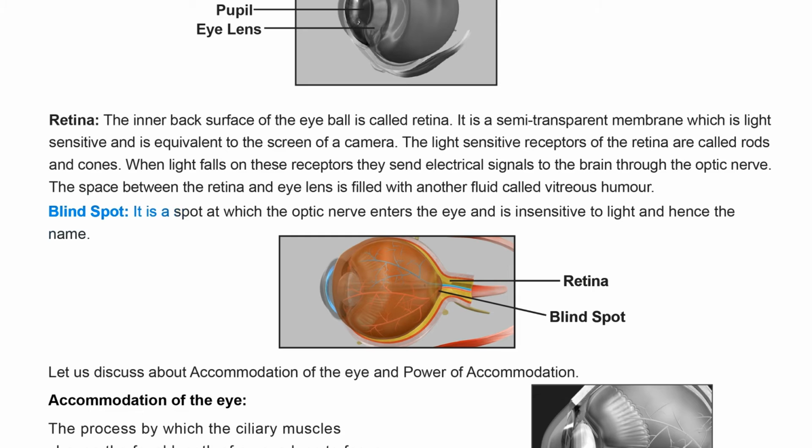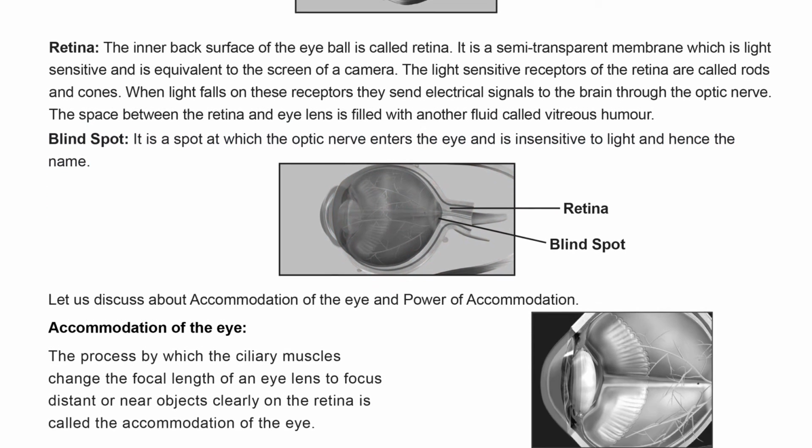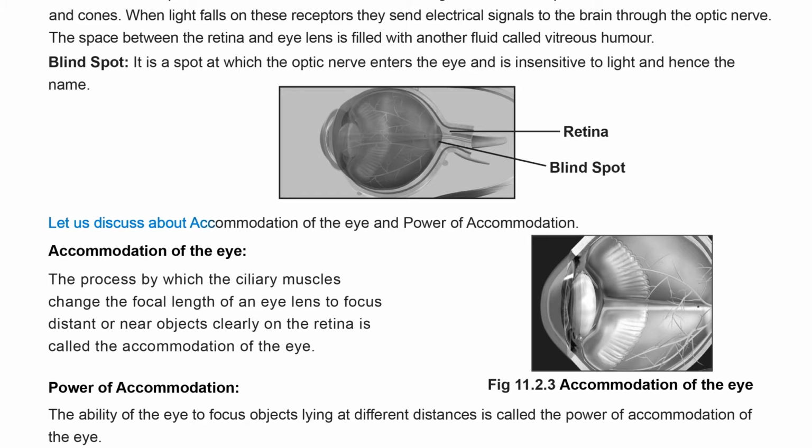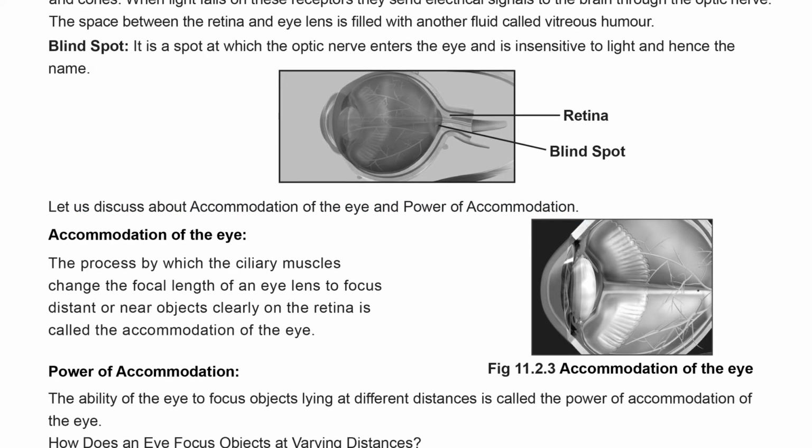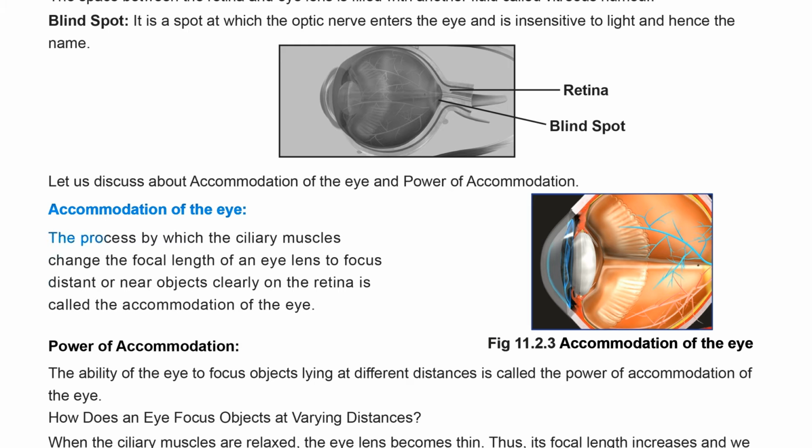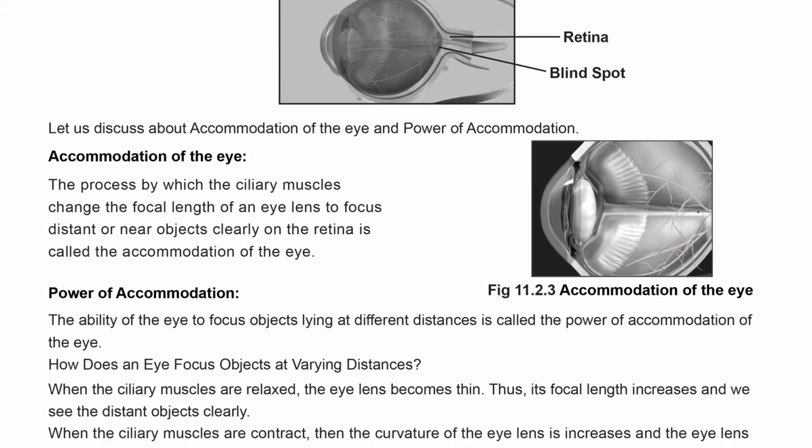Blind spot. It is a spot at which the optic nerve enters the eye and is insensitive to light, and hence the name. Let us discuss accommodation of the eye and power of accommodation. Accommodation of the eye: the process by which the ciliary muscles change the focal length of an eye lens to focus distant or near objects clearly on the retina is called the accommodation of the eye.